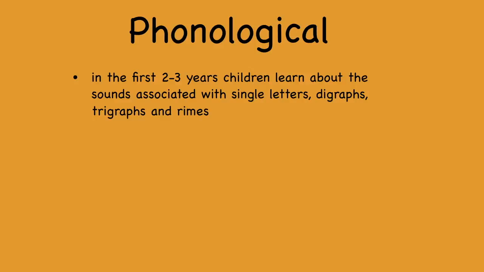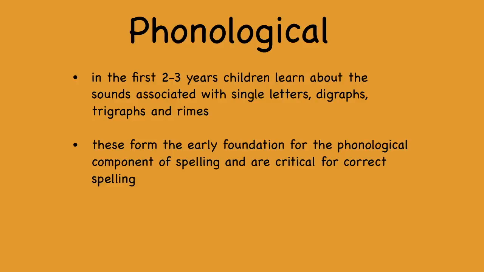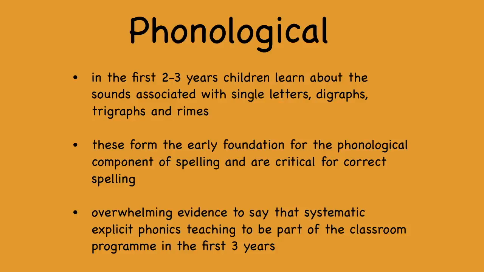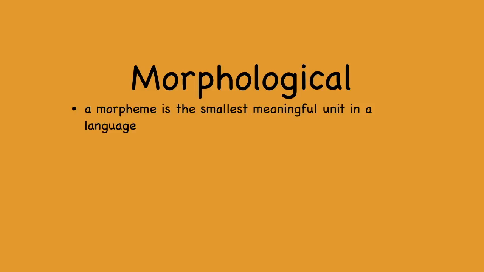In the first 2 to 3 years, children learn about the phonology of language as they learn the sounds associated with single letters, digraphs, trigraphs, and rhymes. These form the early foundation for the phonological component of spelling and are critical for correct spelling. There's overwhelming evidence to say that systematic explicit phonics teaching needs to be part of the classroom program for the first 3 years. Then there's the morphological knowledge.